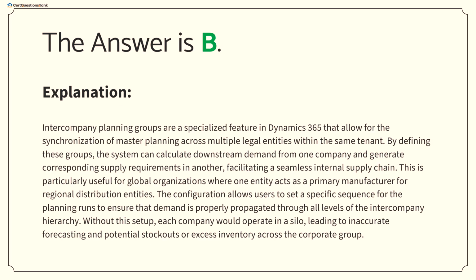The configuration allows users to set a specific sequence for the planning runs to ensure that demand is properly propagated through all levels of the intercompany hierarchy. Without this setup, each company would operate in a silo, leading to inaccurate forecasting and potential stockouts or excess inventory across the corporate group.